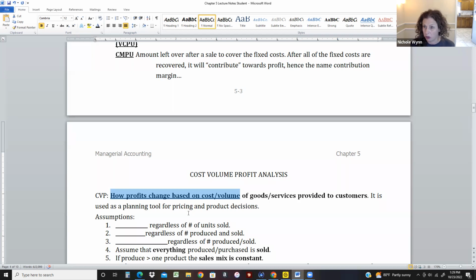Now, I understand that in most businesses, we don't have a one product line, which is what we're going to have in a lot of these problems we're doing. But just keep in mind that we can do it as a percentage. That's what those percentages are for. And I'll come back to those.